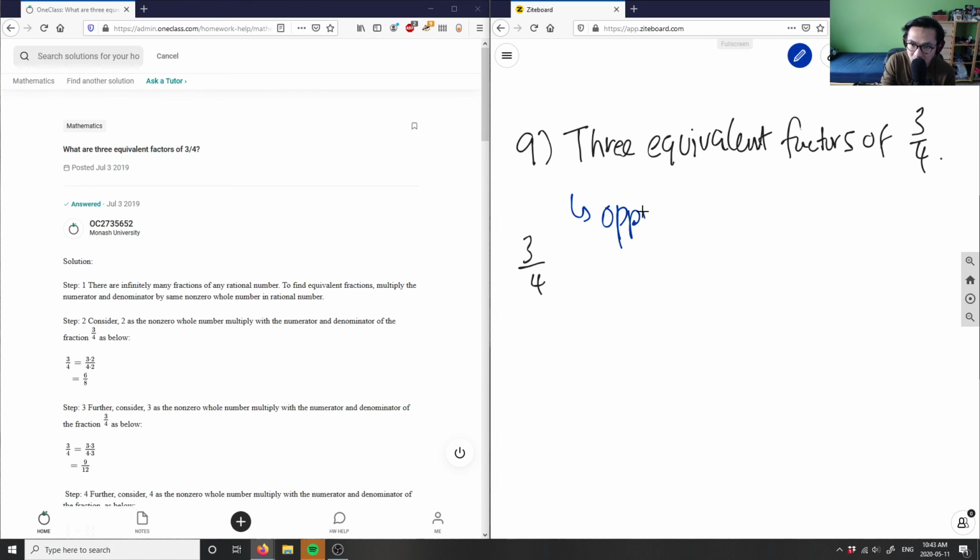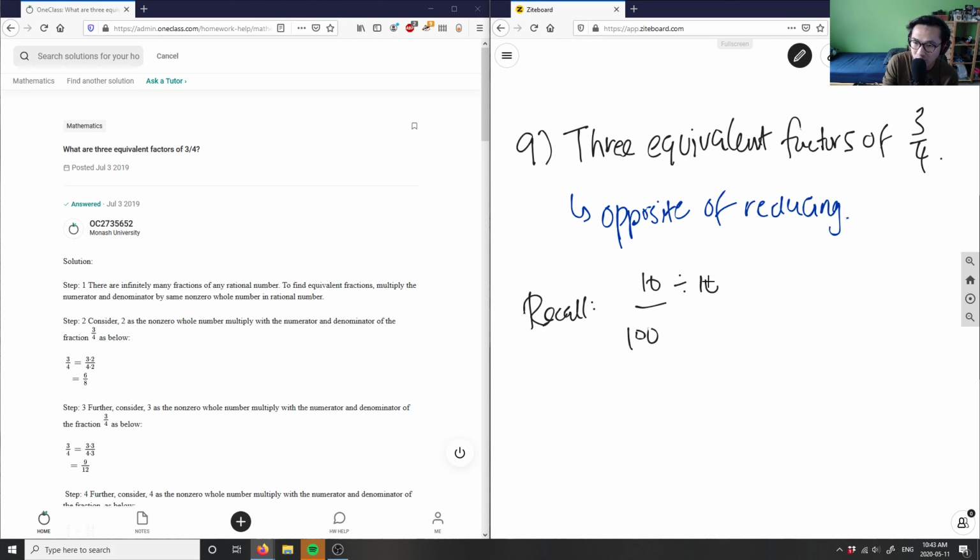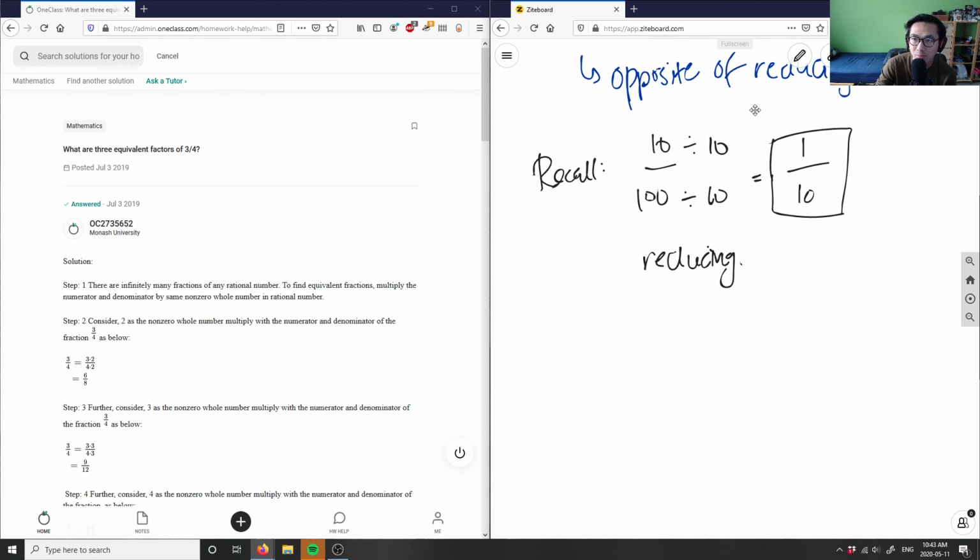So this is the opposite of reducing. So recall that reducing a fraction, for example, if I had 10 over 100, is dividing the numerator and the denominator by the same number here. So 10 divided by 10 is 1, 100 divided by 10 here is 10. And this here is the process of reducing. So if I'm doing the opposite of reducing, I am simply multiplying, instead of dividing here. So this here would give me our equivalent factors.